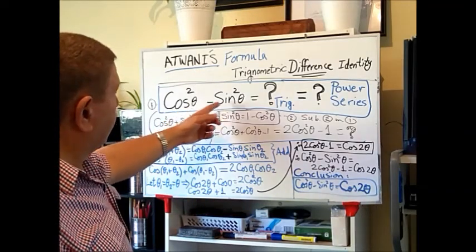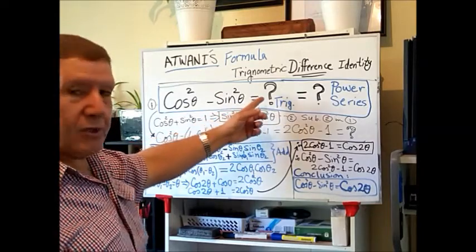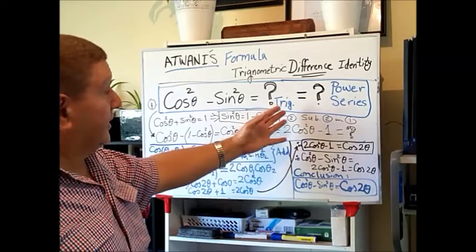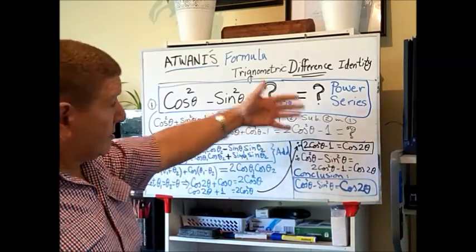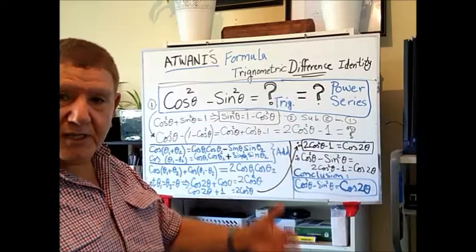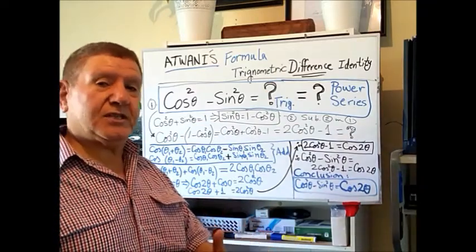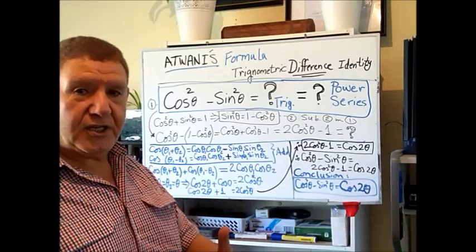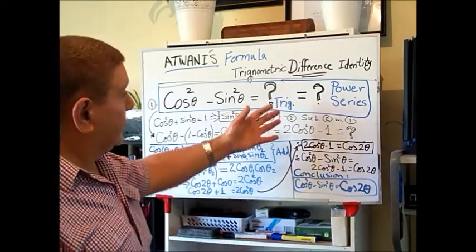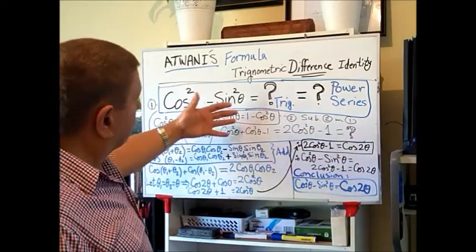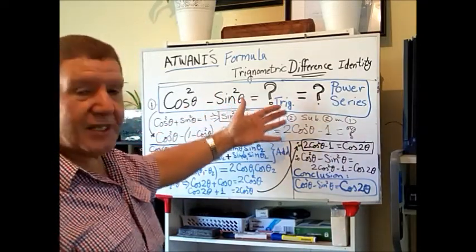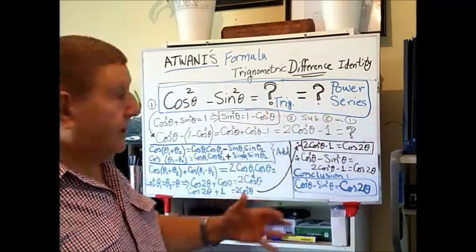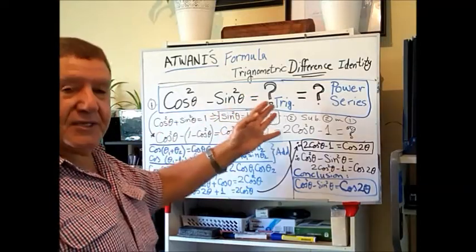cosine square theta minus sine square theta. That's what we're going to show here, equals what? This is an expression in terms of trigonometry, but it was developed further so that in certain situations in engineering, in structural design, electrical engineering, and other fields of engineering, it would be very useful to show this difference not just in terms of a trigonometric function, but as a power series. Okay, so we started with the first steps.